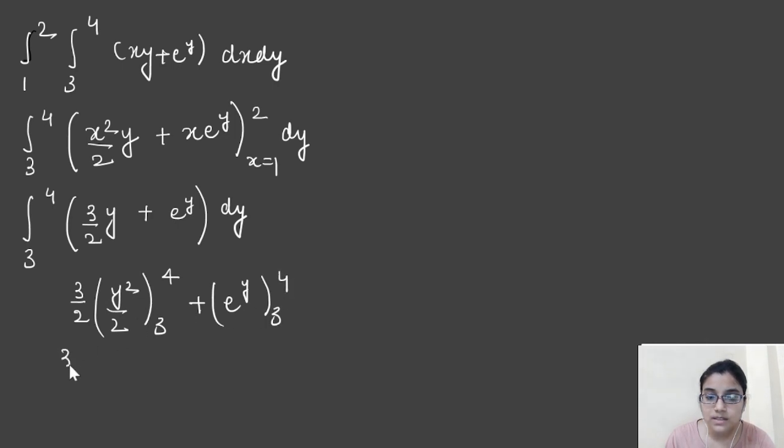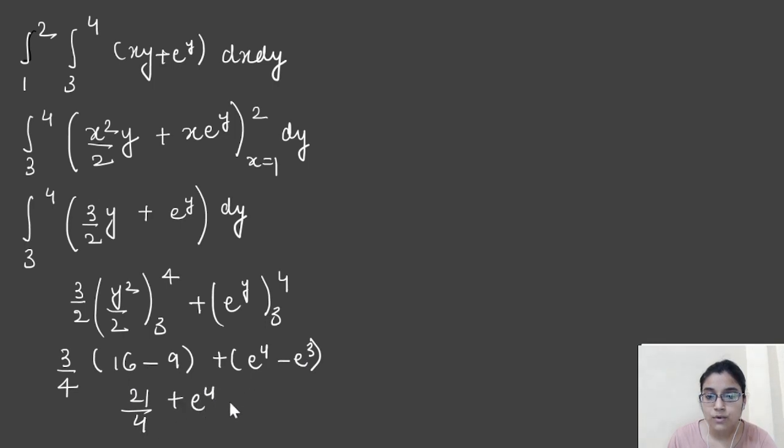What it became, this is going to be 3 by 4, then 16 minus 9, then here we got e raised to the power 4 minus e raised to the power 3. So here we will get 7. So that is 21 by 4 plus e raised to the power 4 minus e cube. So this is the answer for the first question that I gave to all of you. Let's discuss the second question also.